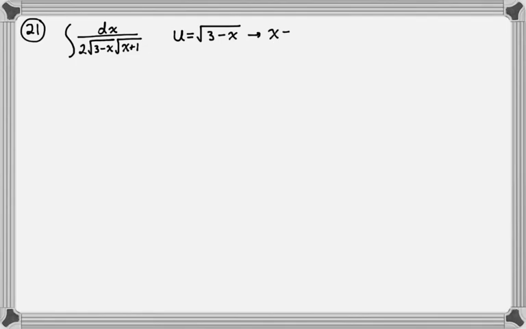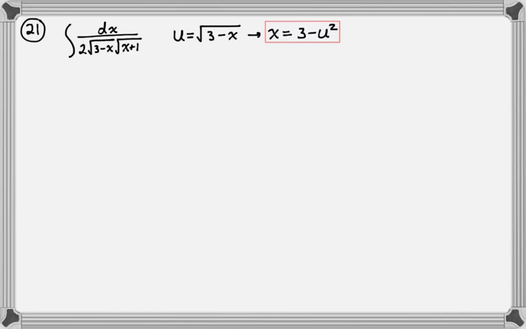And that means, I'm going to square both sides and then solve for x. So you get u squared is equal to 3 minus x. Add x to both sides, subtract u squared from both sides, so x is equal to 3 minus u squared.